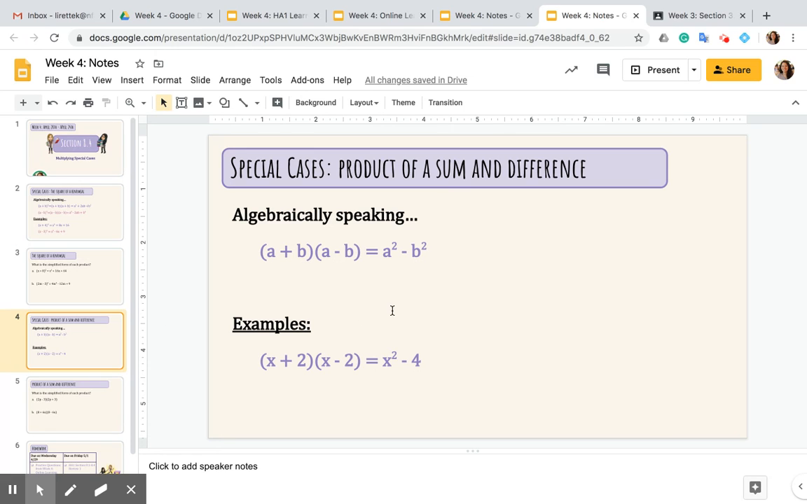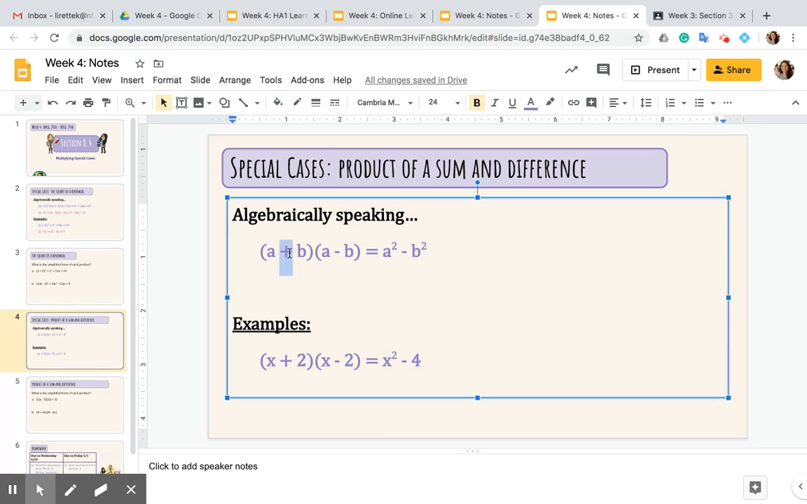All right, so that was special case number 1. Here's special case number 2. We call it the product of a sum and difference. Sum means addition, difference means subtraction, and basically it's going to look something like this. The first and the last terms are going to match. The only thing that's going to be different is that one is going to be a sum of those two terms, and the other is going to be a difference. Again, this just means that you're multiplying these two binomials together, and you can do so by using the FOIL method or using a table method.